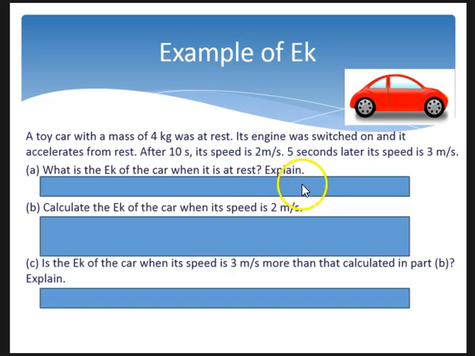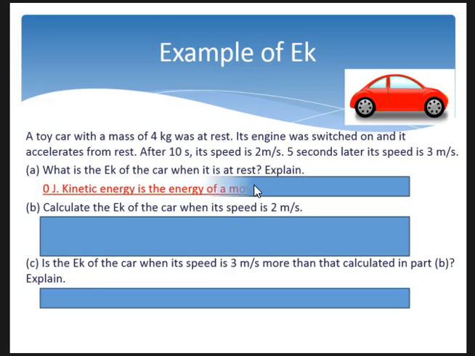Explain. Now let's recall. Kinetic energy is the energy of a moving object. So at the beginning, when it's at rest, we know that it does not possess any speed. Therefore, the EK of the car, or kinetic energy of the car at rest, would be 0 joules. Okay.